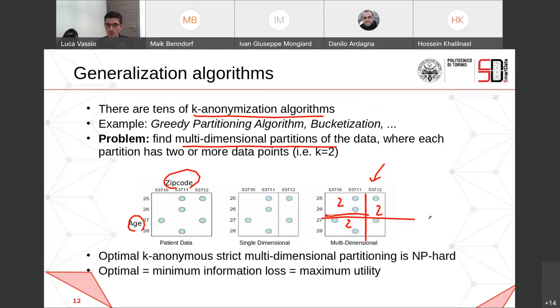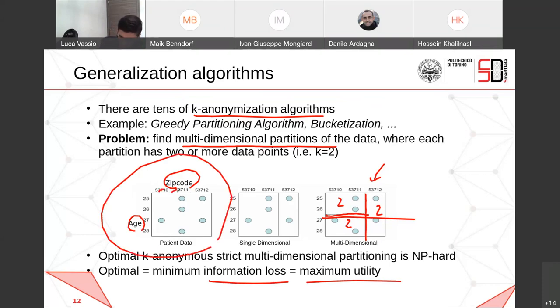What does optimal mean? We want the dataset to still be k-anonymized, but we want to minimize the information loss. That is, we want to maximize the utility of the dataset. If we don't divide anything, we can just release data where instead of zip code and age we have nothing. Well, that is k-anonymous, but it's not optimal. So we want to perform an optimal partition. And there are many algorithms. Why? Because optimal k-anonymous strict multidimensional partitioning is an NP-hard problem. So there are heuristics that do some approximation to solve this problem, but it's still NP-hard to find the optimal one.